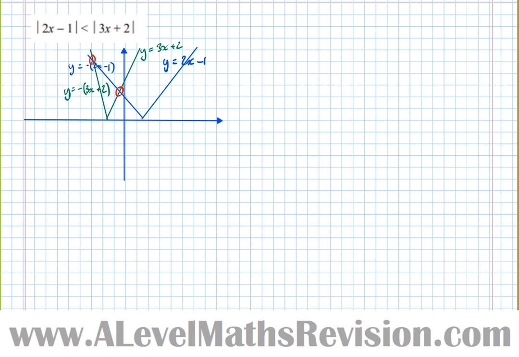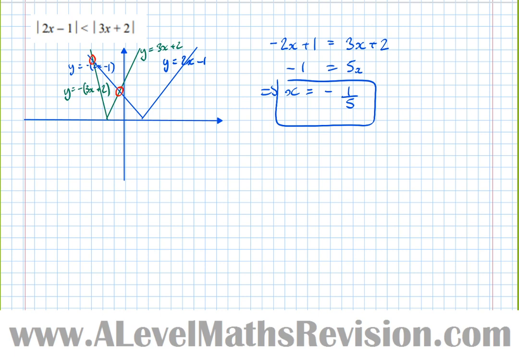And we can see that the points of intersection we find when the negative of 2x minus 1, which is minus 2x plus 1, is equal to, well, the positive part of 3x plus 2, which means that 5x equals minus 1, which means that x equals minus 1/5. That's one of the points of intersection.